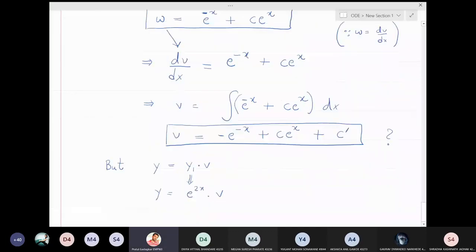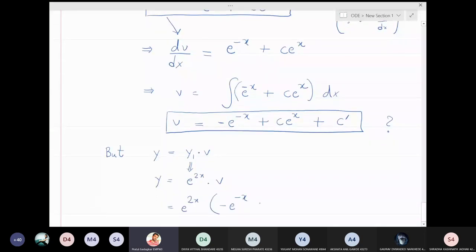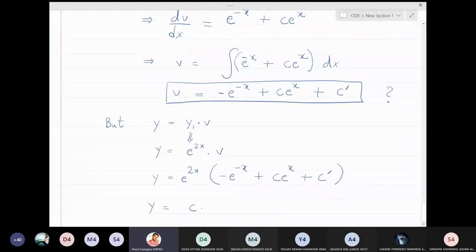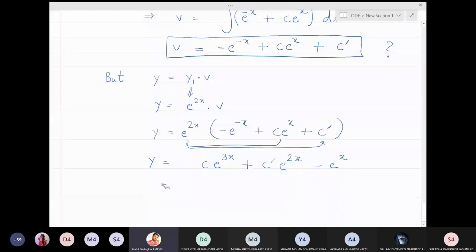So y is e raised to 2x into minus e raised to minus x plus c e raised to x plus c dash, which is y equal to c e raised to 3x plus c dash e raised to 2x plus minus e raised to x, correct? And if you really compare this, what you'll get, y equal to, who is this? What is this initial first two parts? This was your complementary function, right? C1 e raised to 3x plus C2 e raised to 2x.